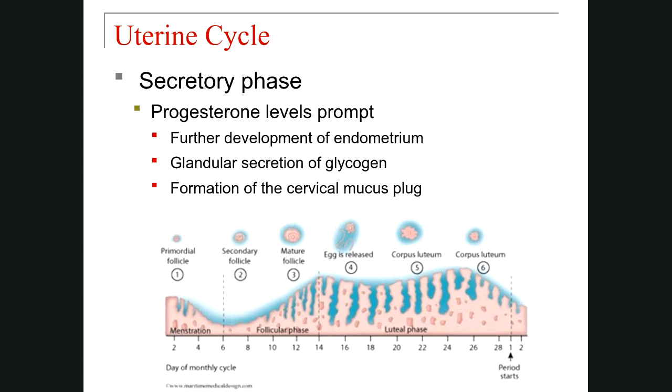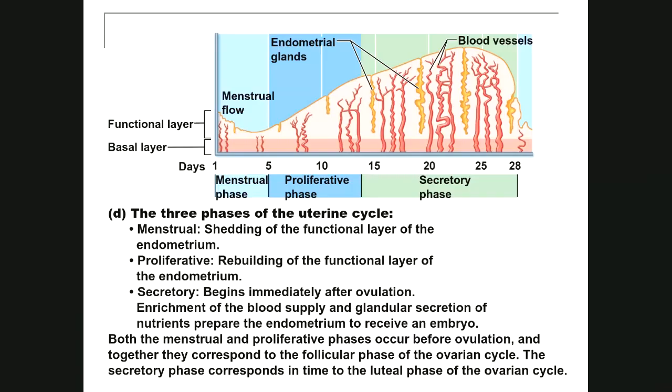And after ovulation, we have the next phase, which we call the secretory phase. In the secretory phase, the progesterone level is at its highest. We have further development of the endometrium, glandular secretion of glycogen, and formation of the cervical mucous plug. If pregnancy happens, this cervical mucous plug can seal the opening of the cervix. It's a part of our immunity, and nothing can come to the uterus and infect the fetus inside the uterus.